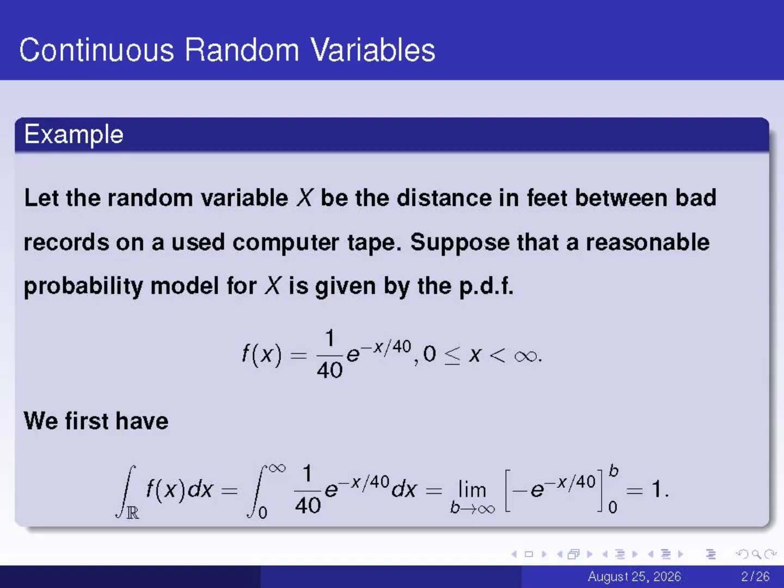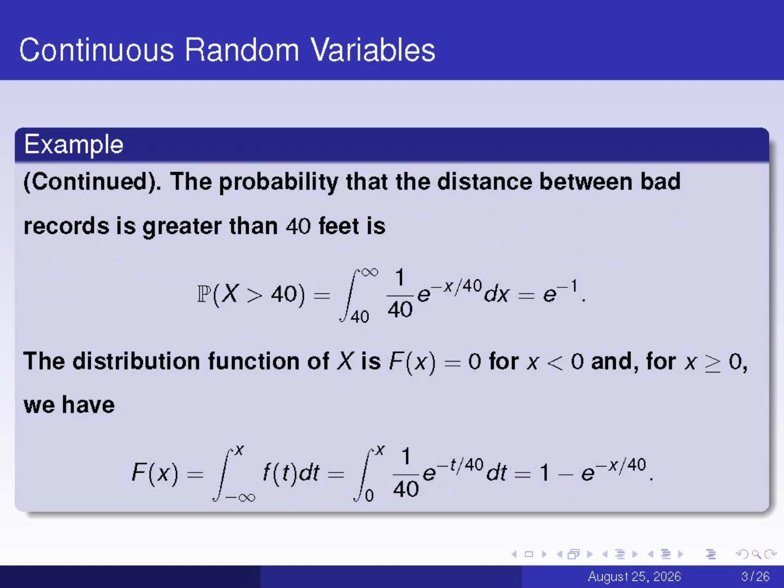Let the random variable x denote the distance in feet between bad records on a used computer tape. Suppose that x is a reasonable probability model that can be described by the probability density function in line 4. To verify that this function f is indeed a probability density function, as shown in the last line, its integral over the entire real axis equals 1.